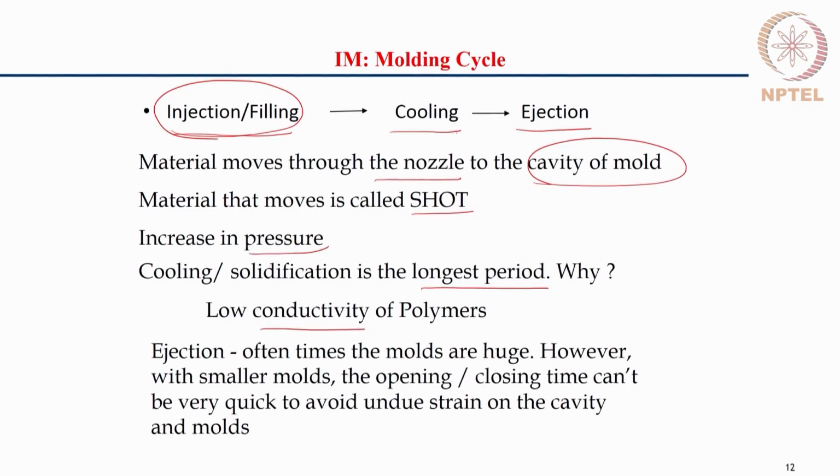Ejection is the final stage where the part is ejected from the mold by opening the mold, and there are also some ejection pins that are provided to help the part come out of the mold. Drafts are also provided on the part surfaces so that the part can be ejected easily from the mold.